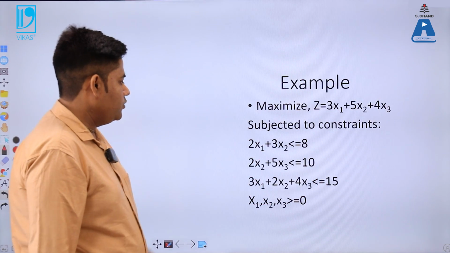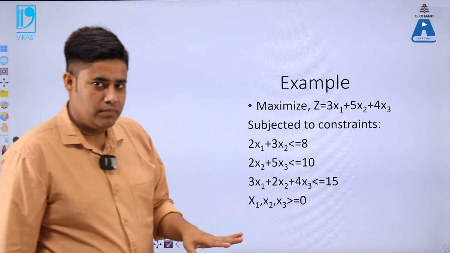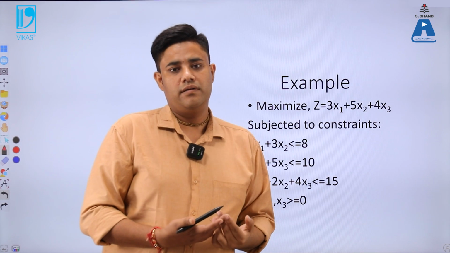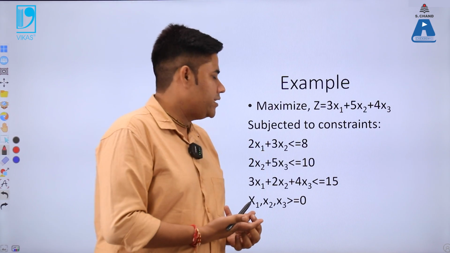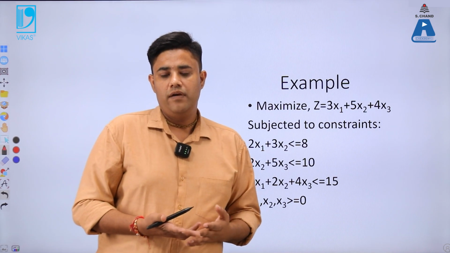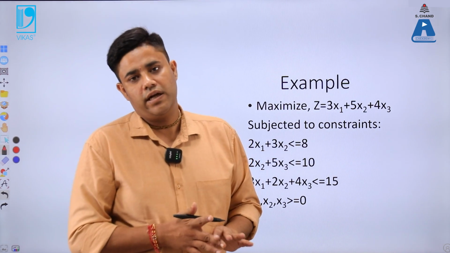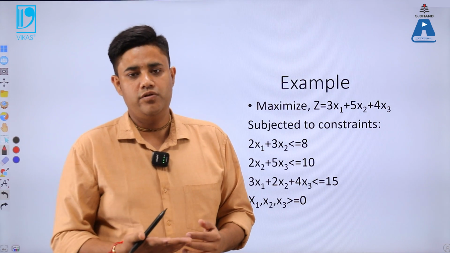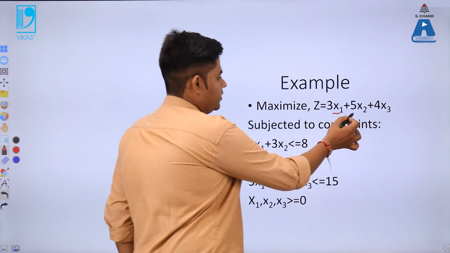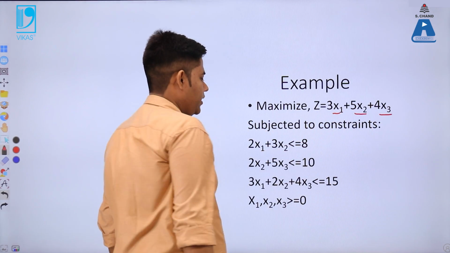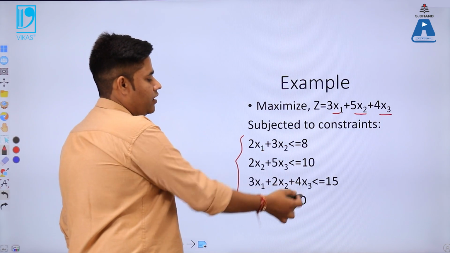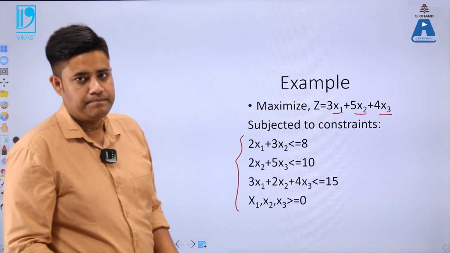Let's try to solve a 3-variable problem with the help of the simplex method. As I told you in the initial part of the lecture, this simplex method is applicable to those problems which cannot be solved by the graphical method. That means the number of variables should be more than 2. So here you can see that the number of decision variables is more than 2, that means x1, x2 and x3, and it is subject to a set of constraints, and those constraint equations are only less than equal to types.